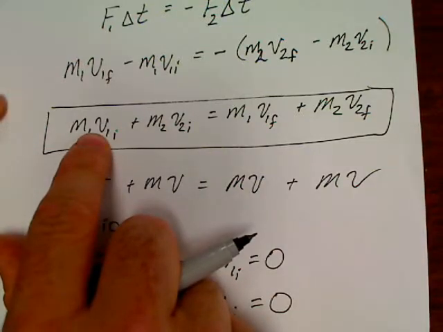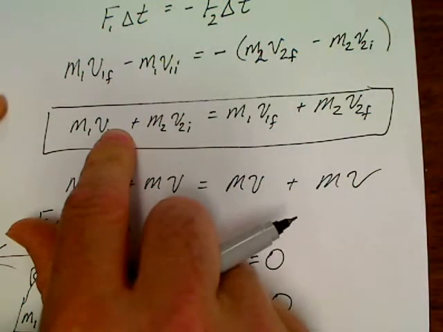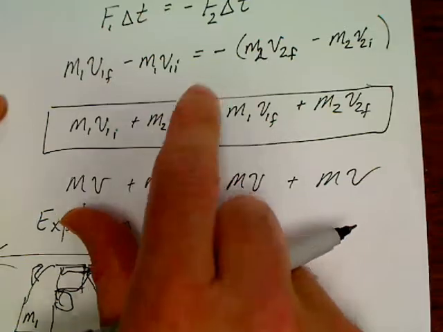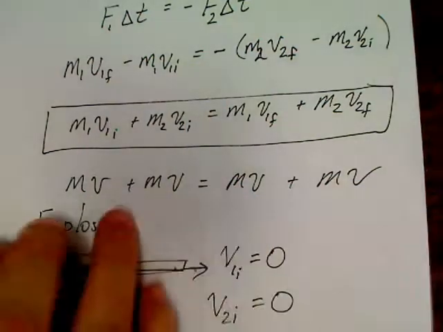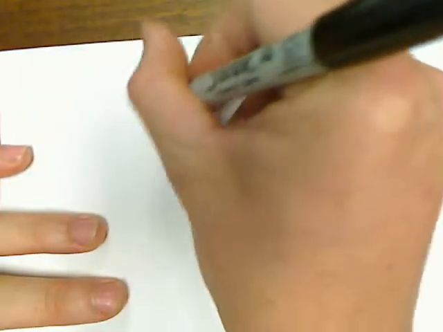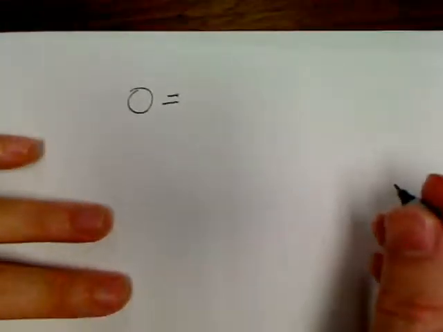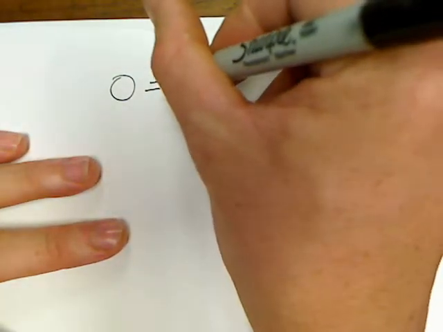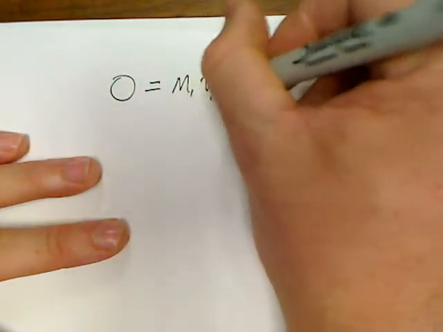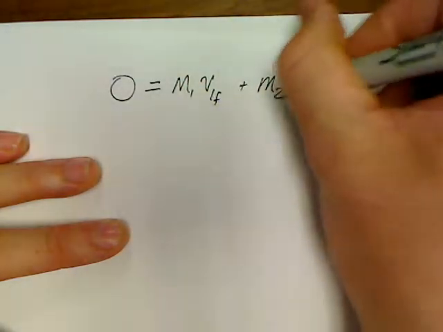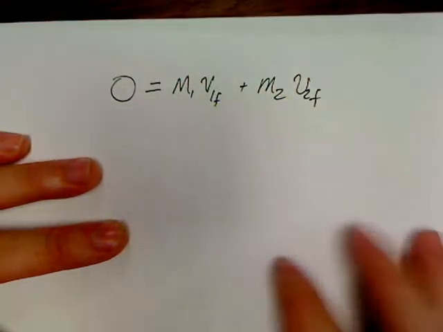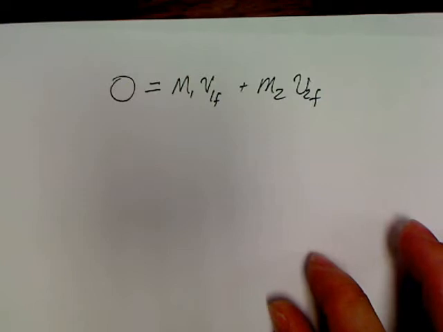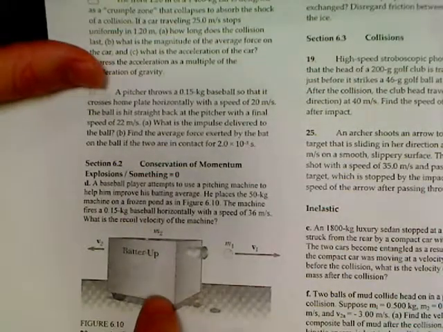What does that mean in terms of this equation, though? Well, it means V1 initial is 0, so that's 0. M2 V2 initial is 0, so that's 0. And that's basically saying that in the event of an explosion, all your initial momentums are 0. So in an explosion, it's just M1 V1 final plus M2 V2 final. That's all that remains in the case of an explosion.